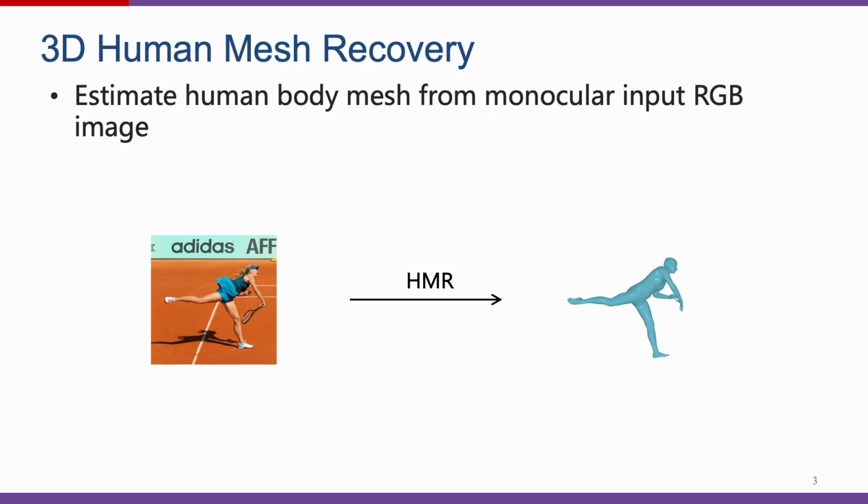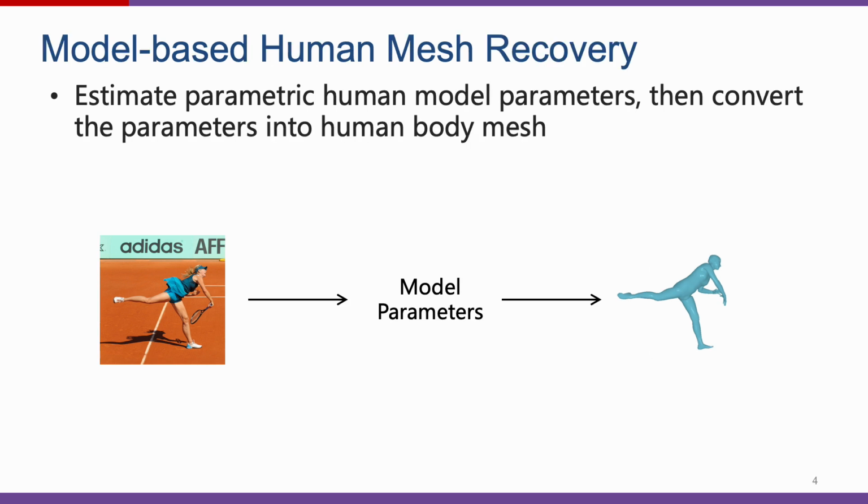In this work we focus on 3D Human Mesh Recovery, which aims to reconstruct the human body mesh from a monocular input RGB image. We follow the model-based human mesh recovery pipeline, which estimates parametric human model parameters, such as SMPL model, and then converts these parameters into the human body mesh.